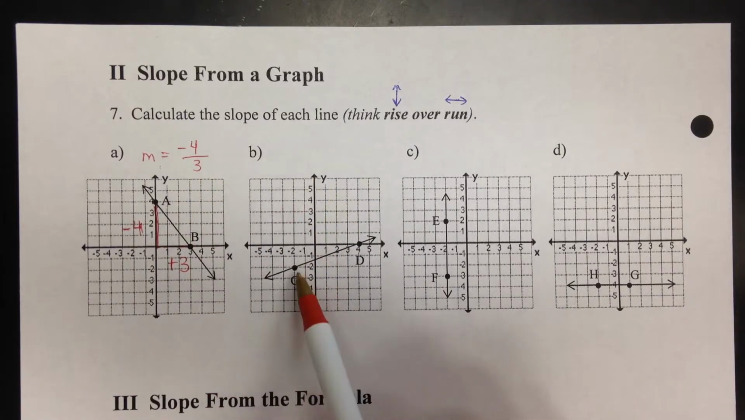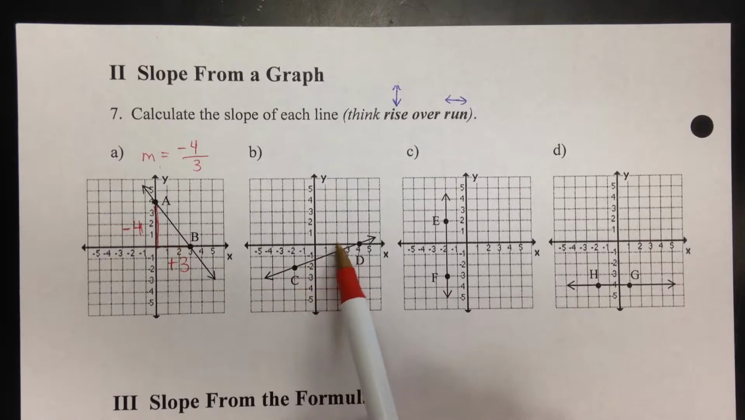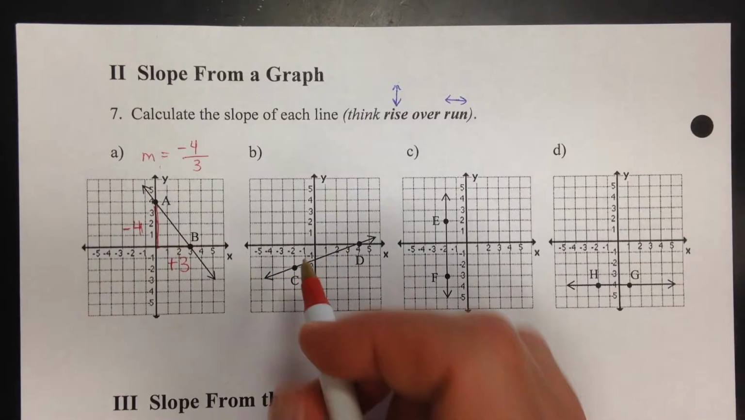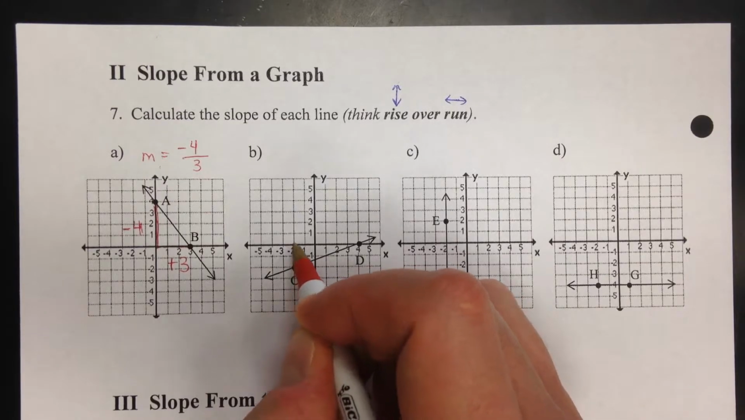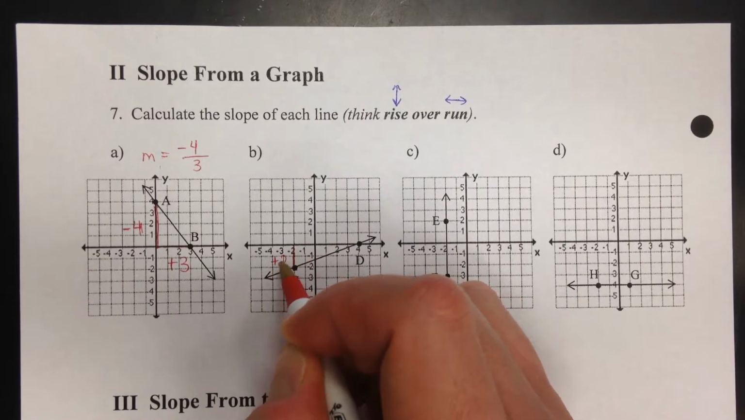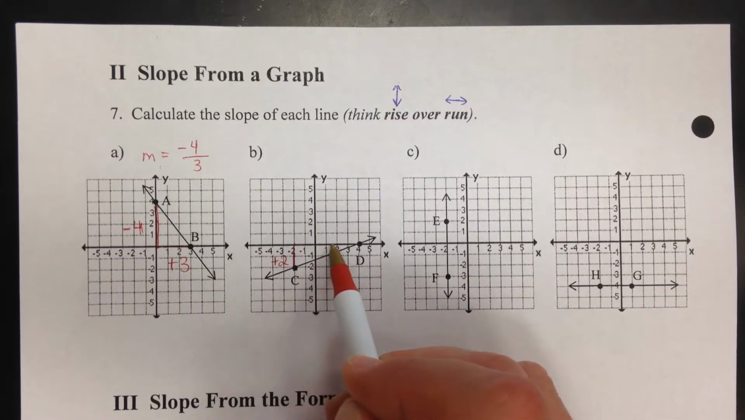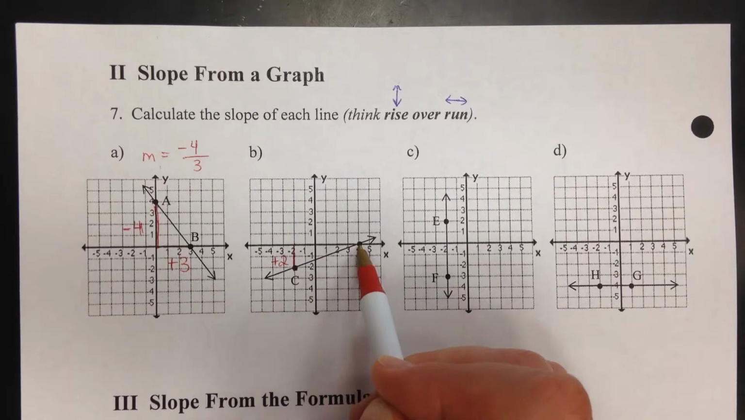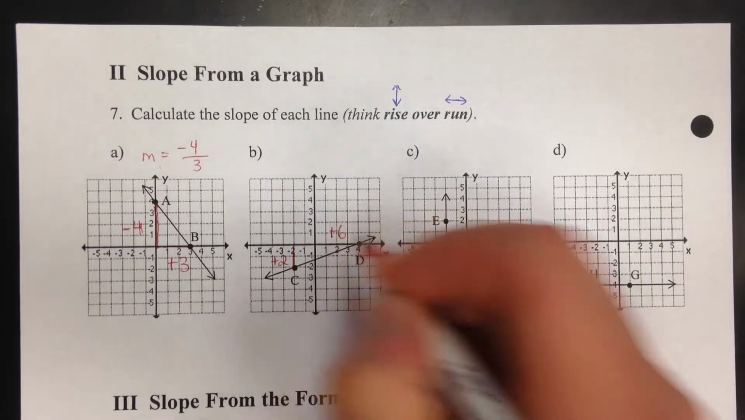All right, part B. As I look left to right, this line is rising. I'm going to start at point C. So I'm going to start here. I'm going to rise 1, 2. That's positive. And then we're going to run over 1, 2, 3, 4, 5, 6 to the right. When you move right, it's positive, so that's positive 6.